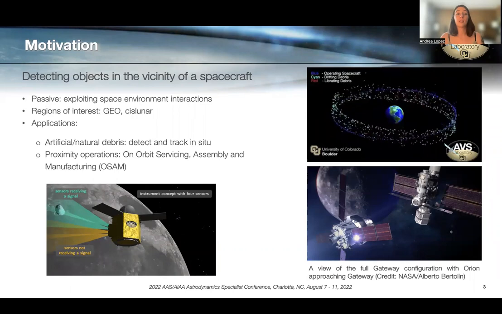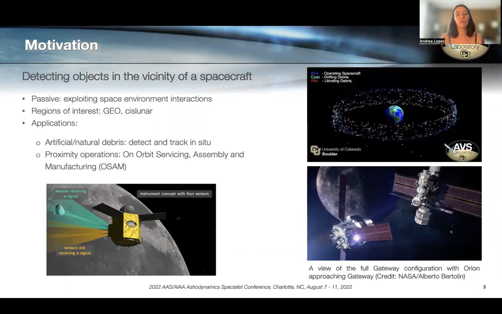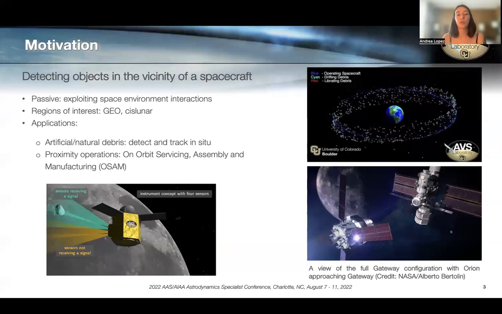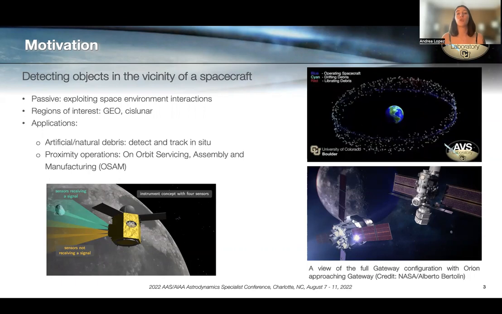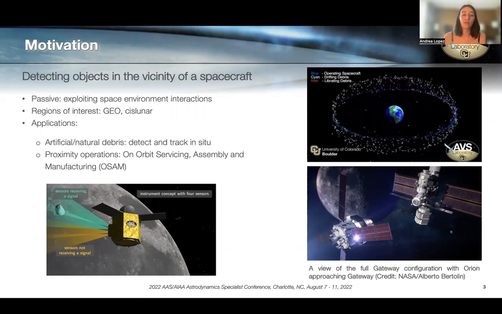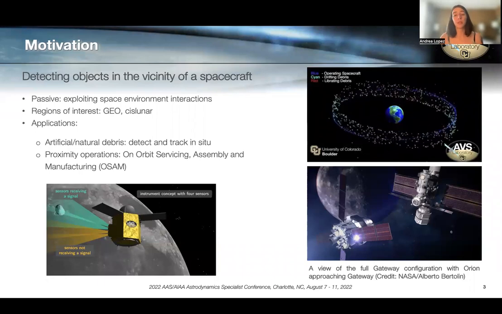So be it for the spacecraft's own safety, be it for active debris removal, or for any proximity operations, it would be convenient to have the capability to detect the objects that are around our spacecraft. And I'm talking about ranges of hundreds of meters.